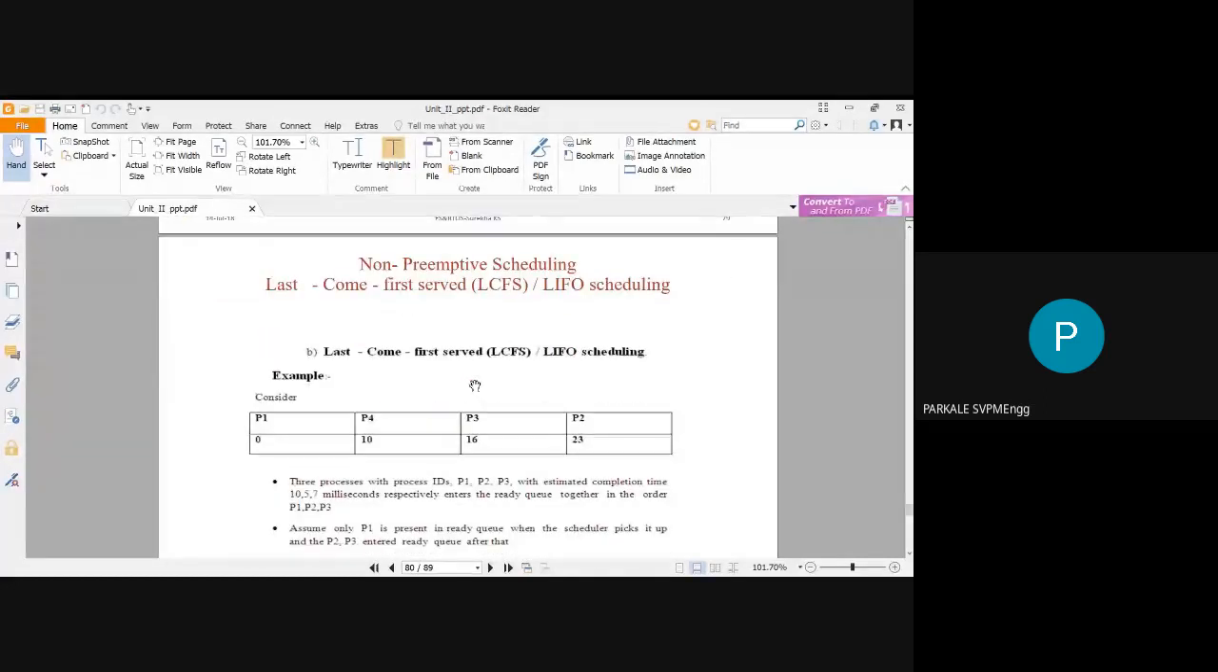I think this is understandable. Besides first come first serve, there is a second type of algorithm called last come first serve, which works in a somewhat similar way. First come first serve is first in first out, and this is last in first out. I don't need to explain this much: the last task which comes will get the CPU or service first. That is called last come first serve.